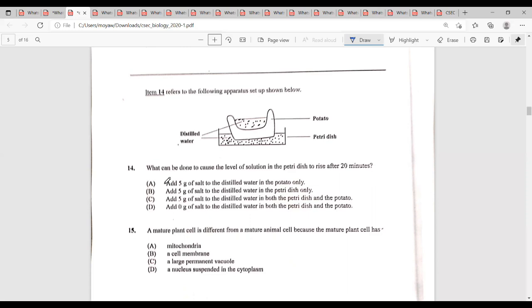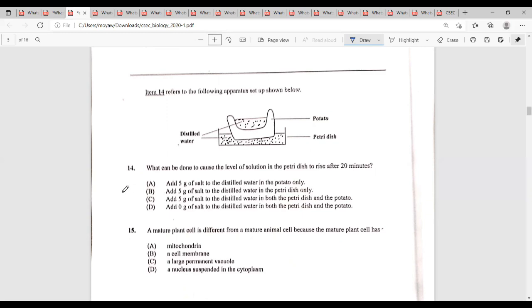So we have A, add 5 grams of salt to the distilled water in the potato only. B, add 5 grams of salt to the distilled water in the Petri dish only. C, add 5 grams of salt to the distilled water in both the Petri dish and the potato. And then D, add 0 grams of salt to the distilled water in both the Petri dish and the potato.